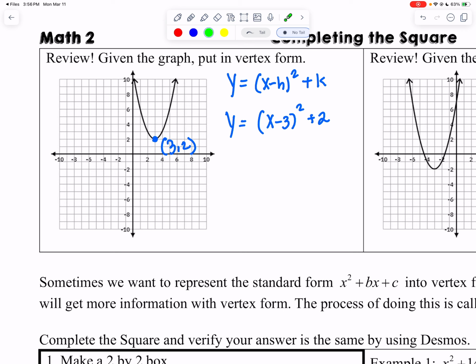Remember that your h value is going to be this thing right here. And then your k value is going to be this right here. So we have x minus 3 squared plus 2.